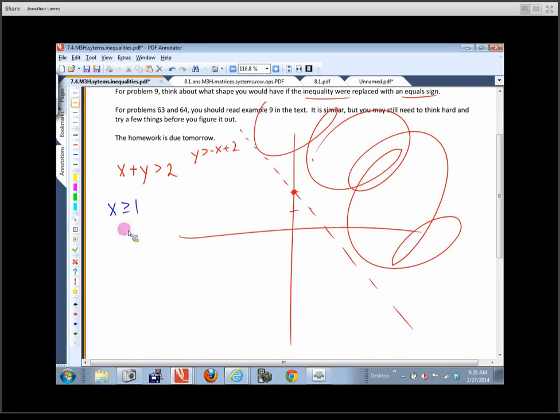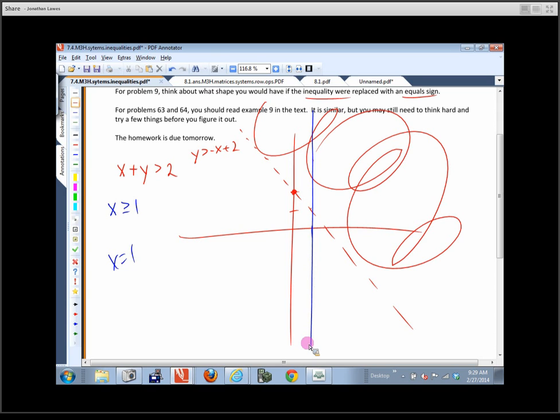Everybody watch, please. If this was x equals 1, first of all, we went over this numerous times. What type of line is this? It's a vertical line. It tells you that x has to be 1. Solid or dotted? Solid. So x has to be 1, y can be anything you want. So it looks like this.